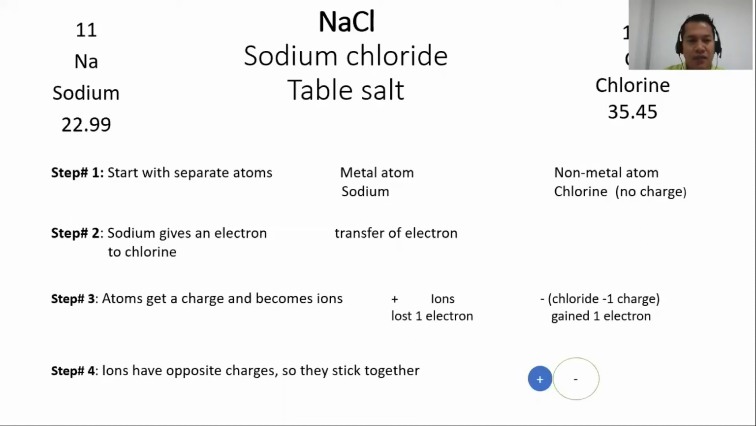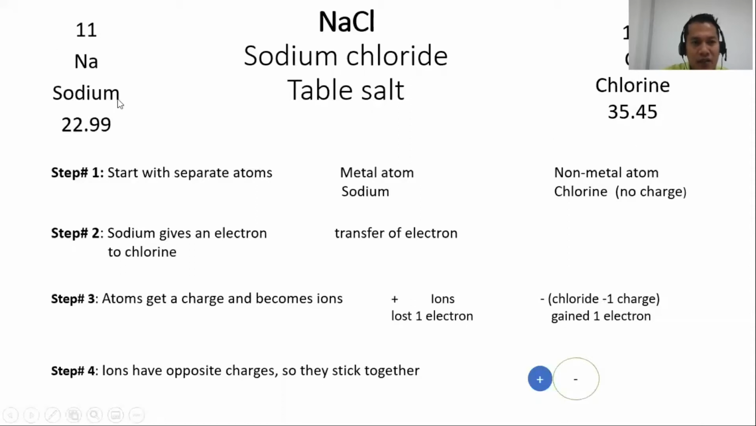Step one, start with separate atoms. Remember we talked about metals and non-metals. This is the metal atom, sodium. It's an atom yet. The non-metal atom is chlorine. They actually have no charge yet. As we recall from the previous videos, sodium is in group 1 and chlorine is in group 7.